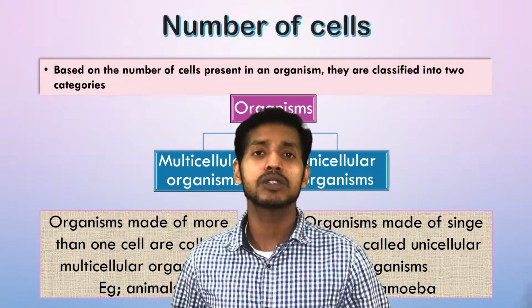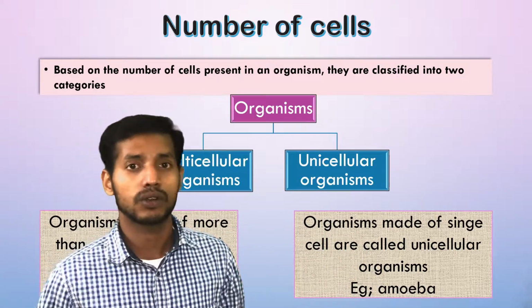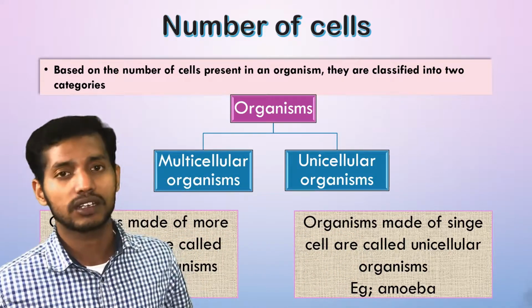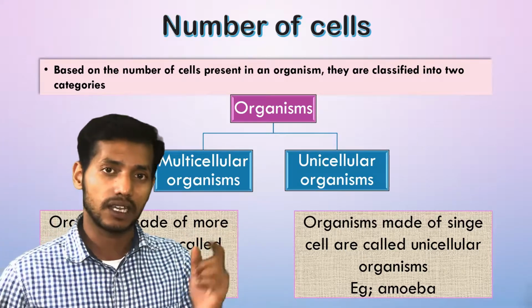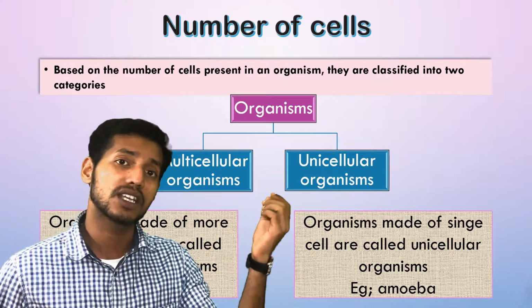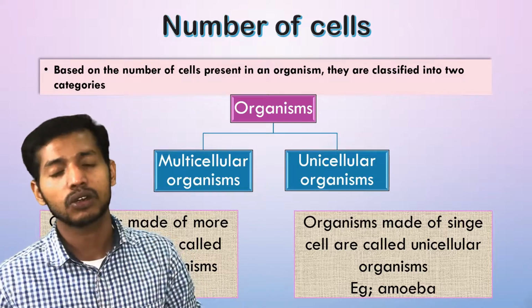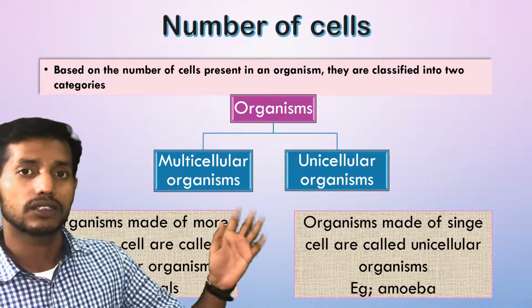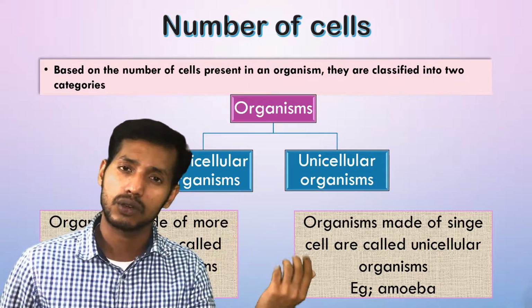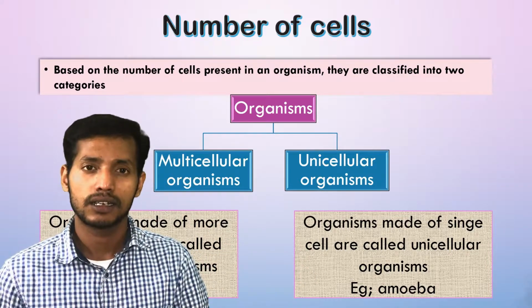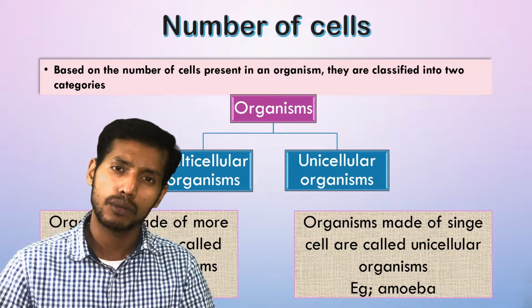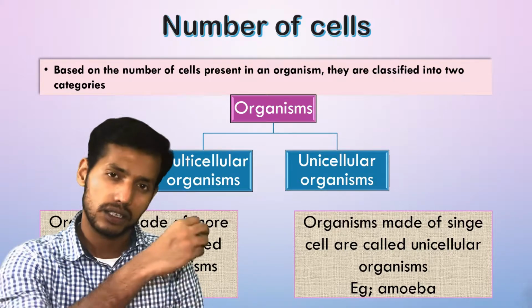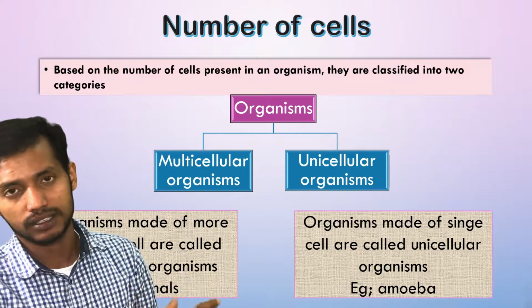And next, unicellular organisms. From the word itself we can understand that uni means single. Organisms made of a single cell are called unicellular organisms. Multi means more than one, that we discussed. Examples of unicellular organisms are bacteria, amoeba. Most of the microorganisms are unicellular organisms.